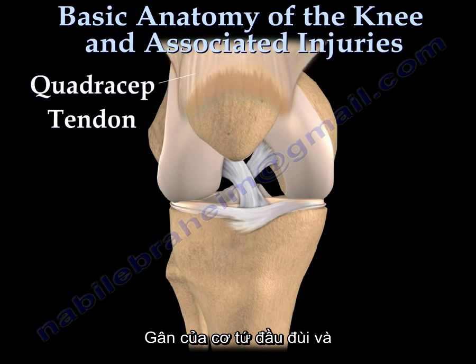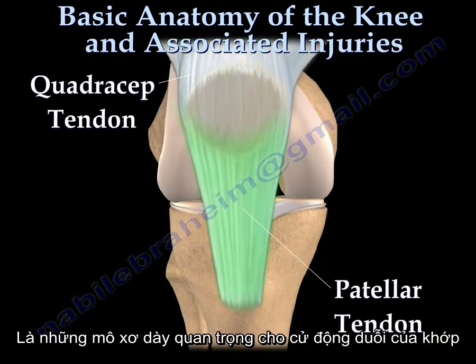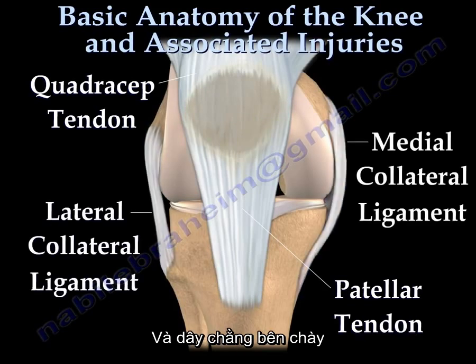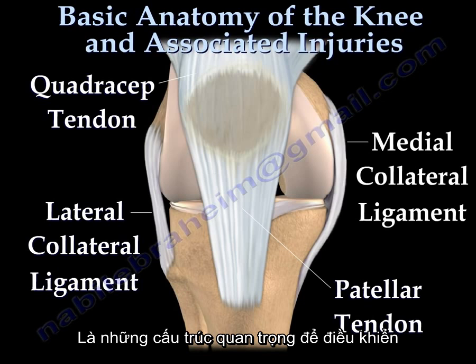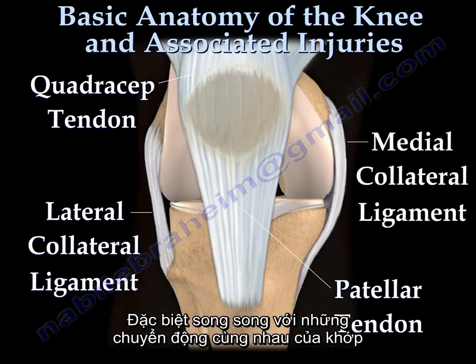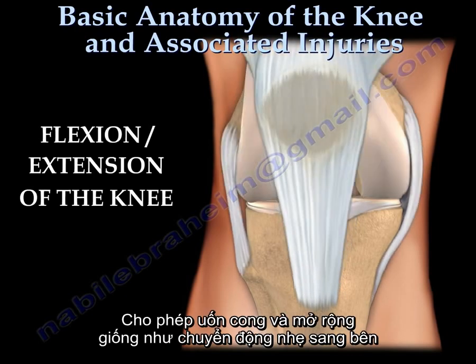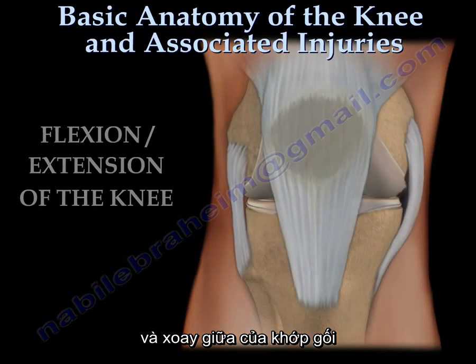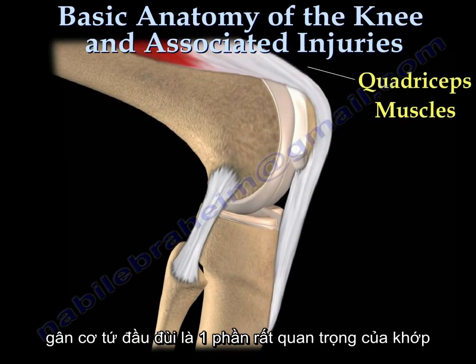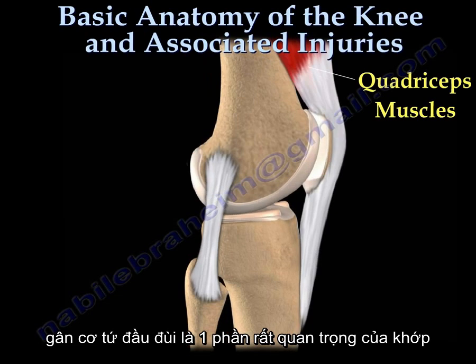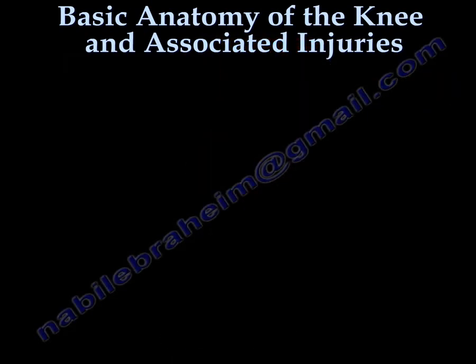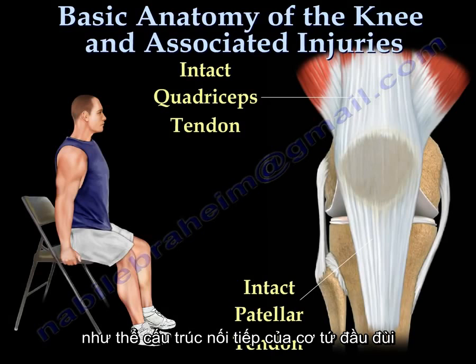The quadriceps tendon and the patellar tendon are thick fibrous tissues important to the extensor mechanism of the knee. The lateral collateral and the medial collateral ligaments are important in controlling excessive motion by limiting joint mobility, especially side-to-side movement. Together, these tendons and ligaments permit flexion and extension as well as slight lateral and medial rotation of the knee joint. The quadricep muscles play a vital role in the stability of the knee and are anchored onto the top of the patella. The patellar tendon acts as a downward continuation of the quadriceps tendon, originating from the bottom of the patella and inserting into the tibial tuberosity.